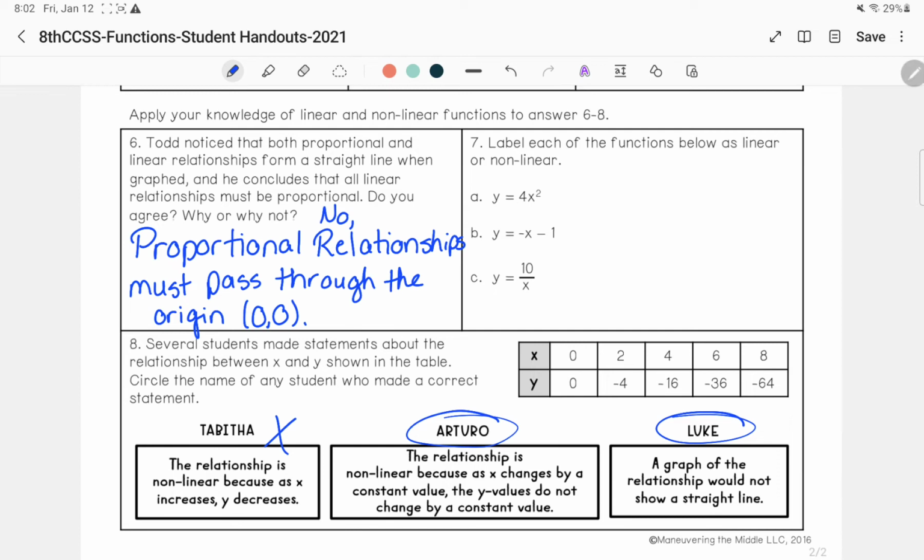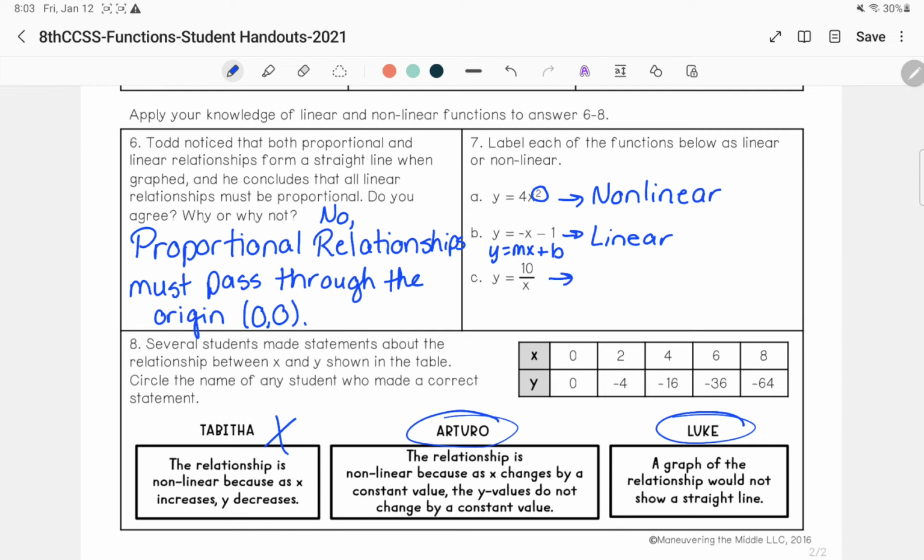So this first one, we have this exponent. So that's a problem. It's going to be nonlinear. That one's going to look like that parabola, the U-shaped curve, same as on the front. Part B will be linear. This is in our y equals mx plus b. Our slope would just be -1. Y-intercept would be -1 also.